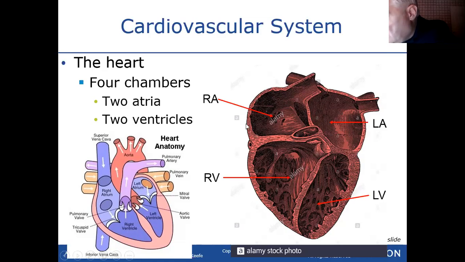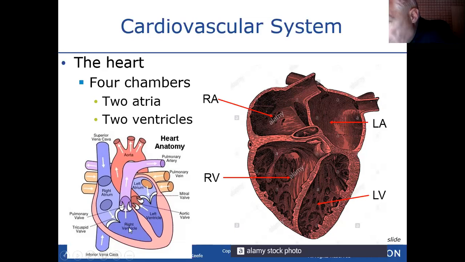Now, here's the interesting thing. On the test, they're going to say to you, is an artery high in oxygen or low in oxygen? And you're always going to answer it's high in oxygen, with the exception of one artery, which is the pulmonary artery. The reason it's called an artery is it's pumping away from the heart, right? It's going from the right ventricle to the lungs, so it has to be called an artery.